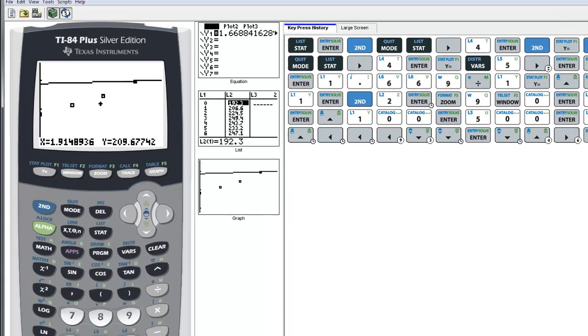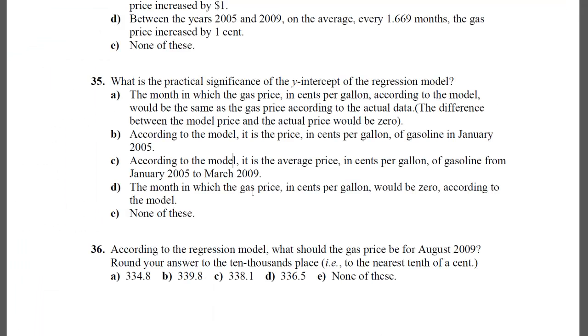And so that's what this question is speaking to. And so when you read number 35 here, it says, oh, and that's the other thing. The coordinates of the y-intercept would be 0, 244.693. What does the 0 represent? It's months after January of 2005. So in other words, it is what the model says that the gas price was in January of 2005, as opposed to what the data says it was.